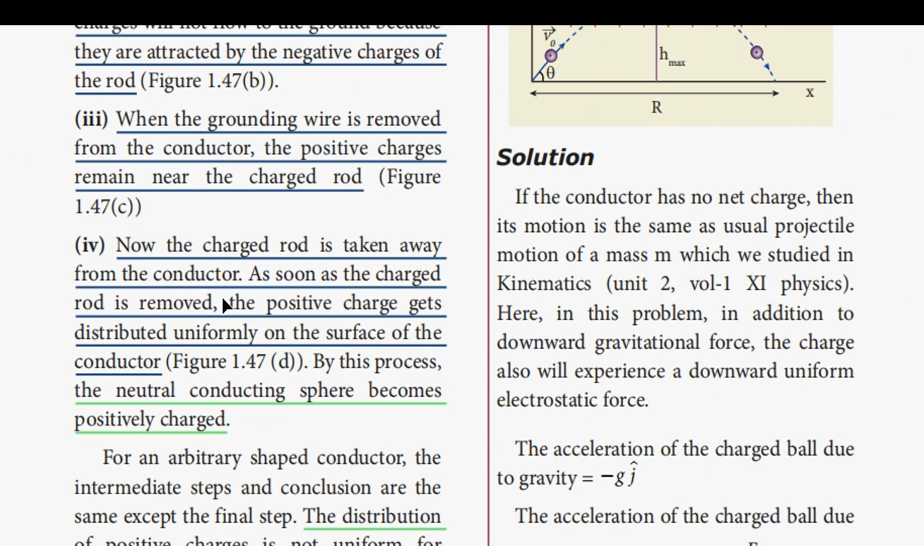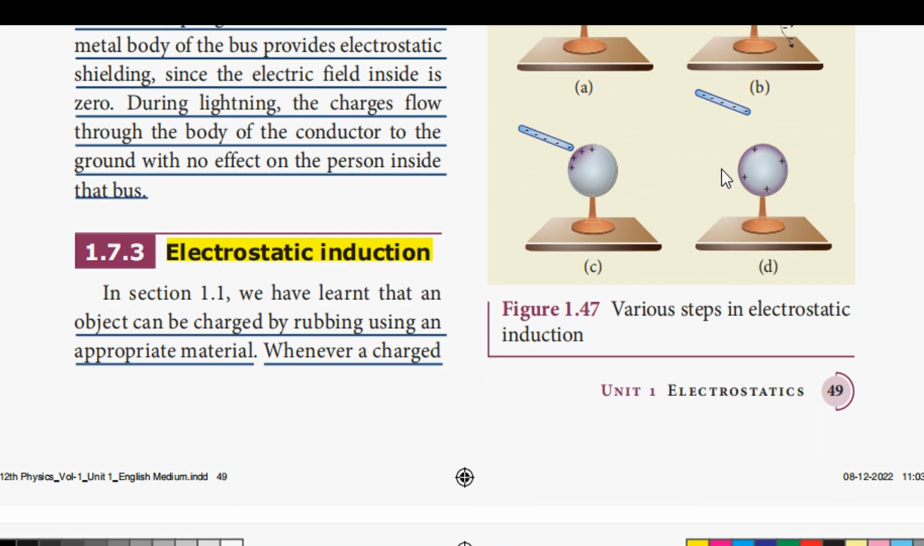Now the charged rod is taken away from the conductor. As soon as the charged rod is removed, the positive charge gets distributed uniformly on the surface of the conductor, and that is given in D.